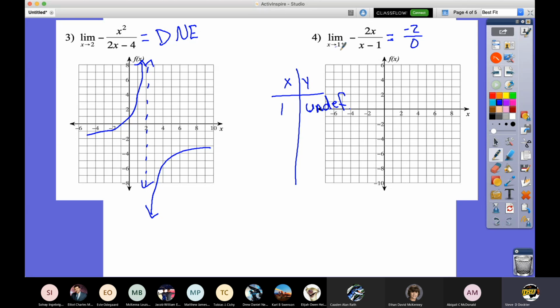All right, we need to evaluate it from the right side. So we're going to test out 2, 3, and 4 again. All right, so if we plug in a 2 there on the top, we get negative 4 over 1. So we get a negative 4. Plug in a 3, we get negative 6 over 2. So that'd be a negative 3. And plug in a 4, we get negative 8 over 3.